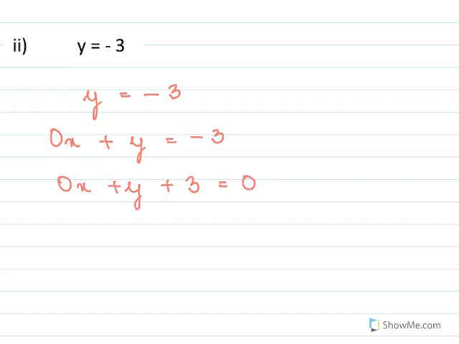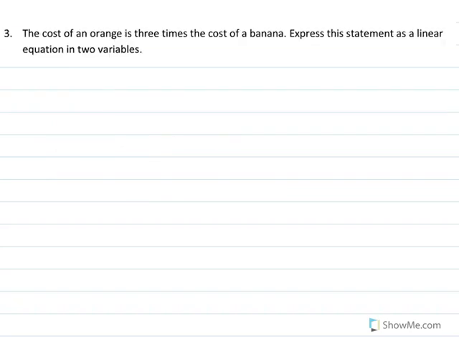Here again we got to write it in 2 variables, means we should have an x term as well as a y term. But if you notice here, it's given y equal to minus 3, so there is just one variable, that is y. So there is no x, so we put 0x plus y equal to minus 3, or 0x plus y plus 3 equal to 0.